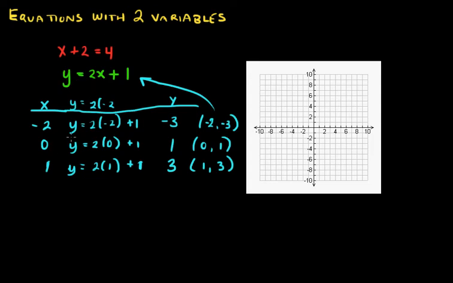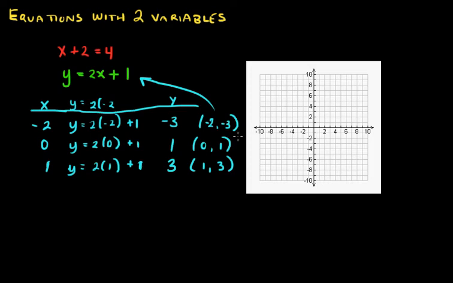I could just pick random x values forever. So there's no way to write out all of these ordered pairs because it would take forever. There's an infinite number of solutions to this equation. So what we do when there's an infinite number of solutions to something is we just graph it. We draw a picture of it so we can represent what it would actually look like. So let's graph these 3 points and let's see what happens.